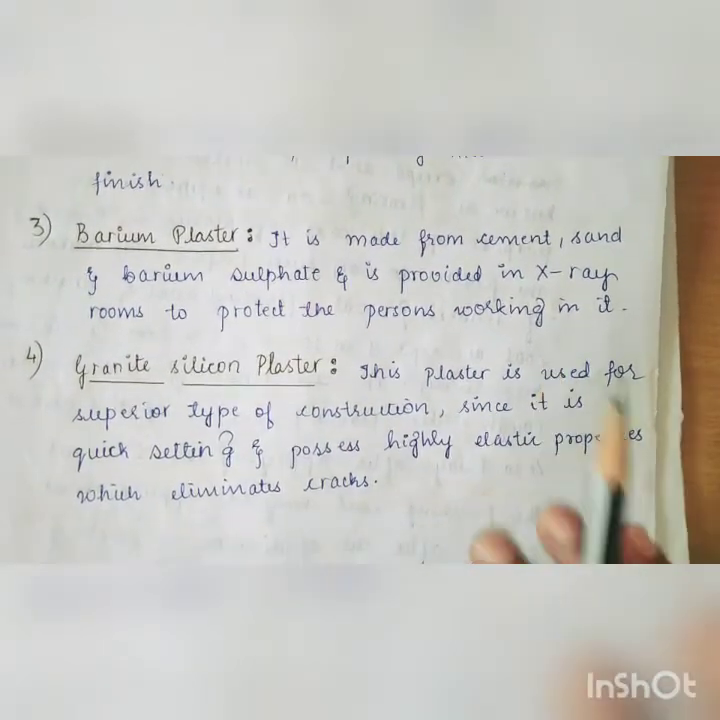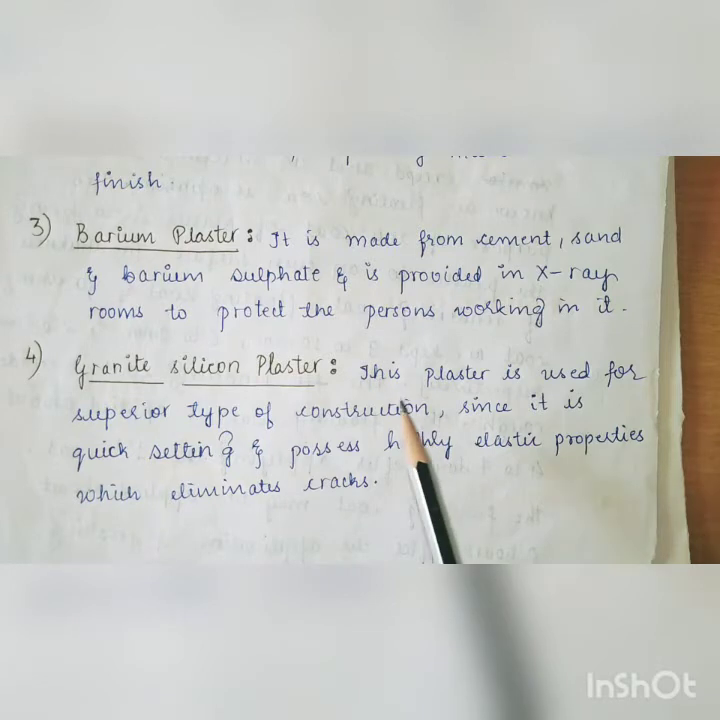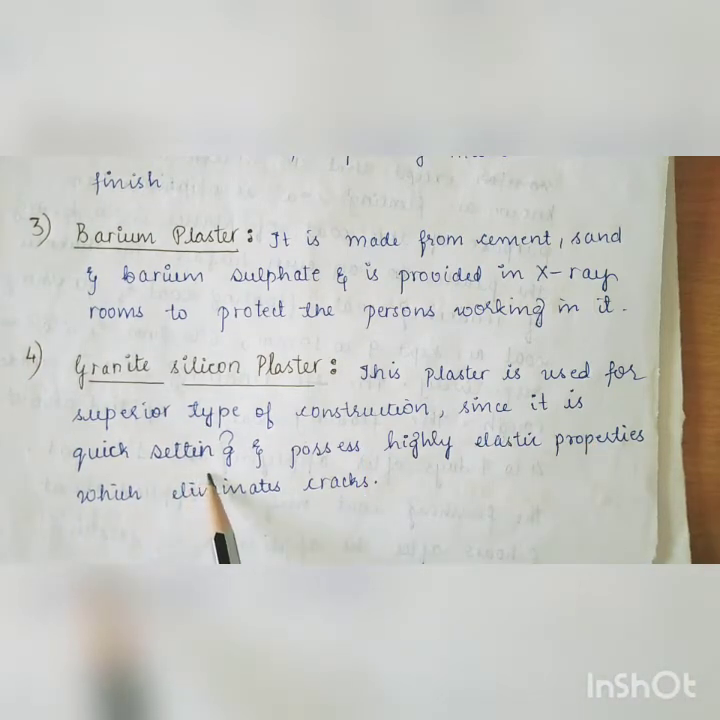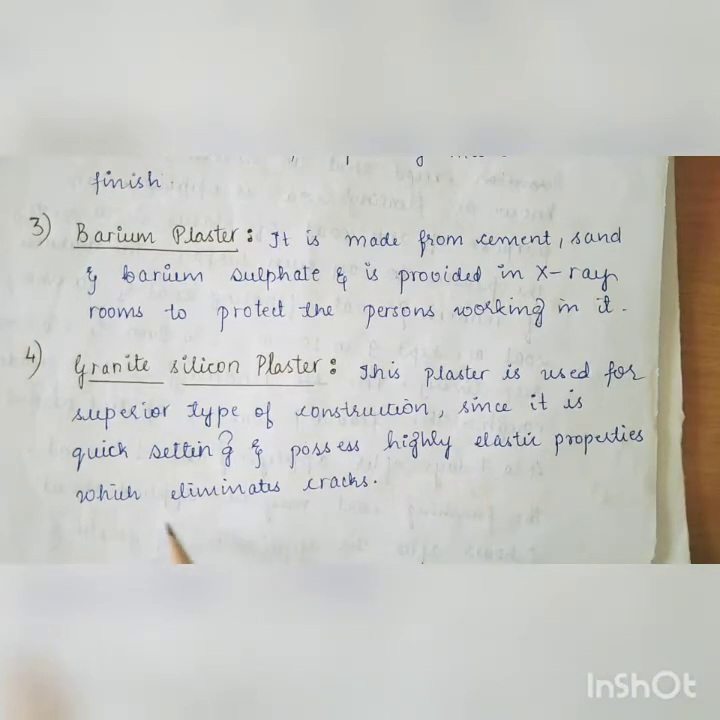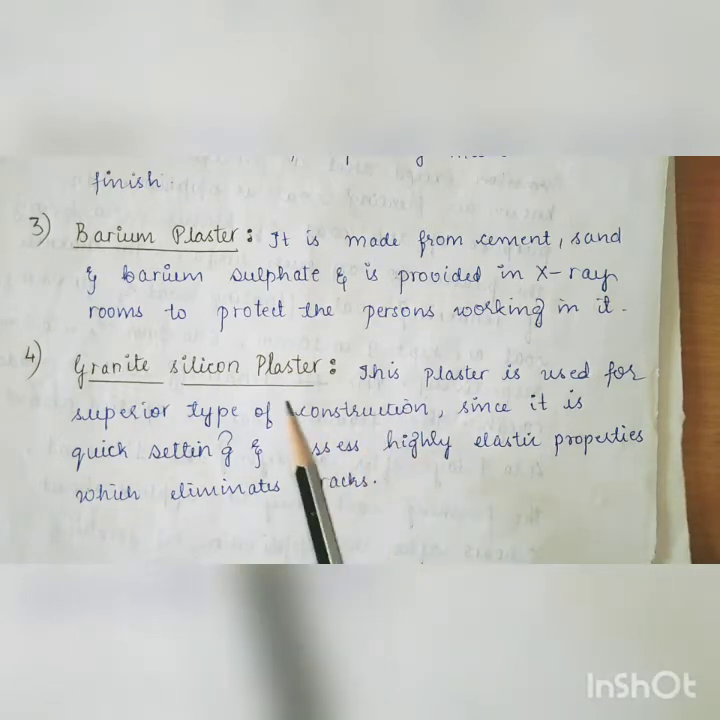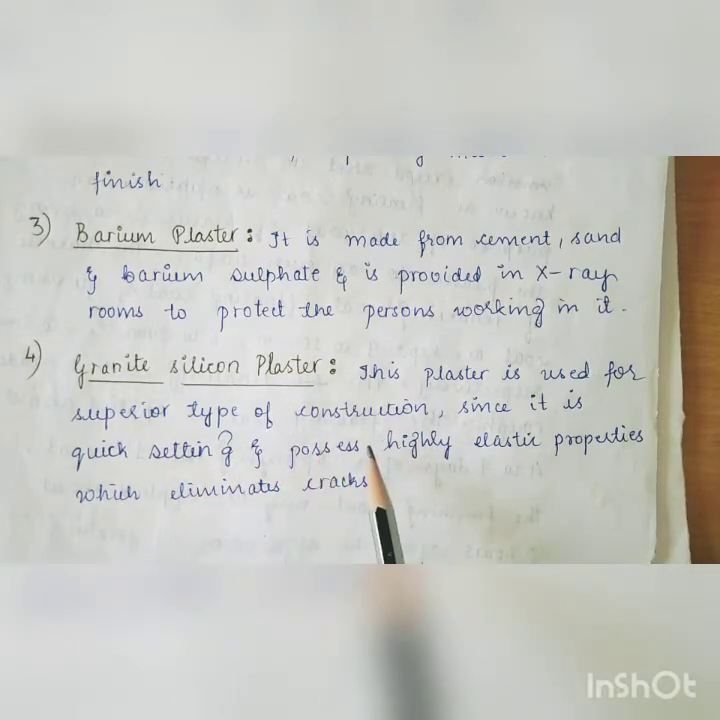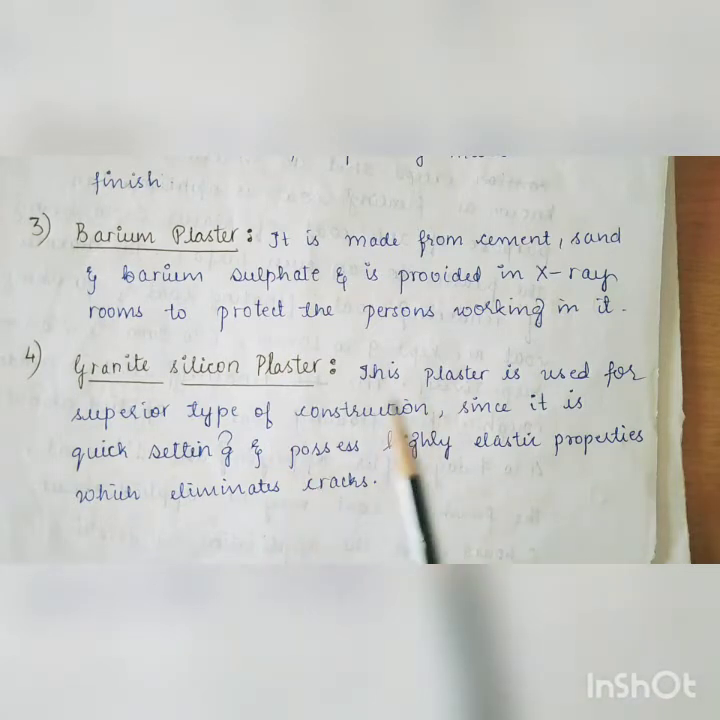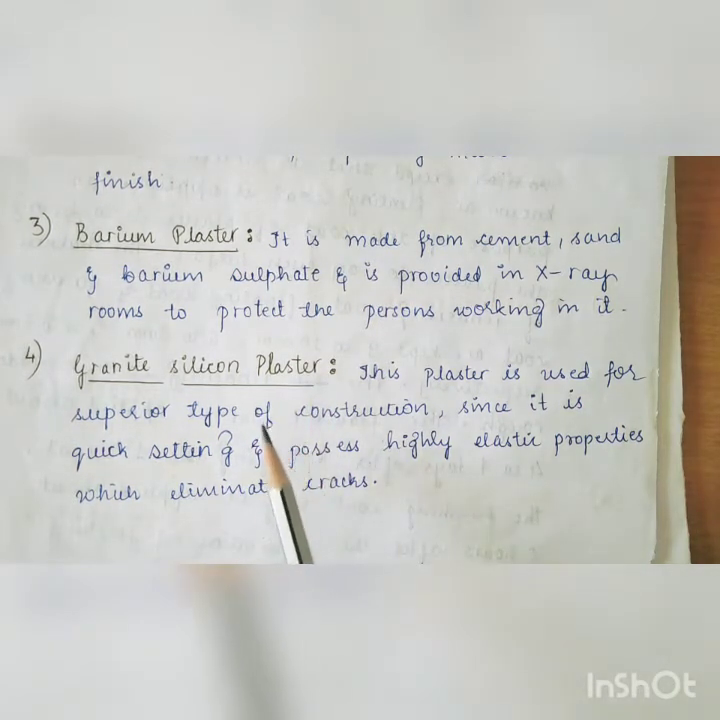And the next one is the granite silicon plaster. This plaster is used for superior types of construction since it is quick setting and possesses highly elastic properties which eliminate cracks. Superior type of construction means you cannot use this plaster for temporary structures or for substructures, subground structures. For superstructures we are going to use this plaster, especially for superior work.